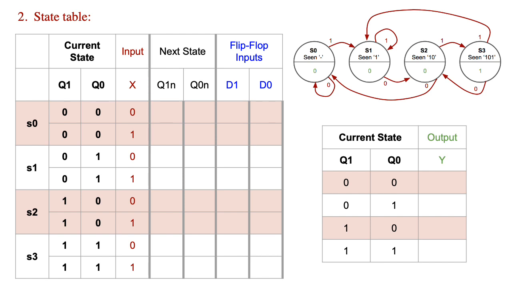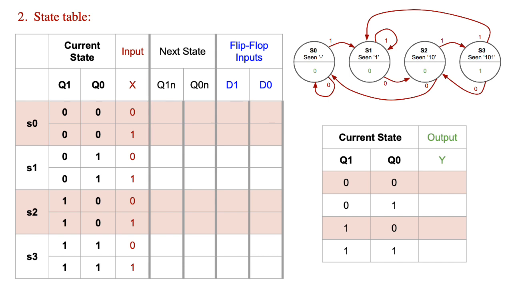Notice that Q0 and Q1 are used for the state number, and based on the input X and the current state, we're gonna determine the next state, just like what the state diagram is explaining. Now let's complete the table here.